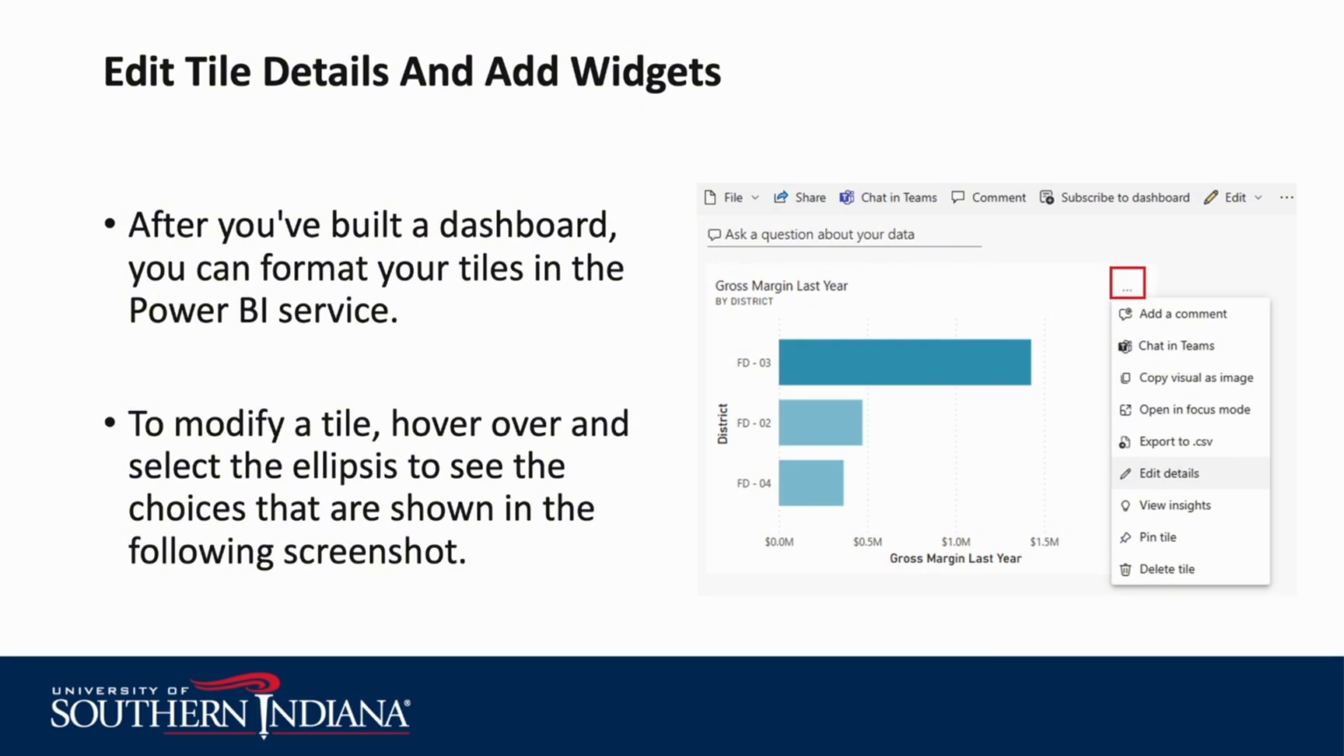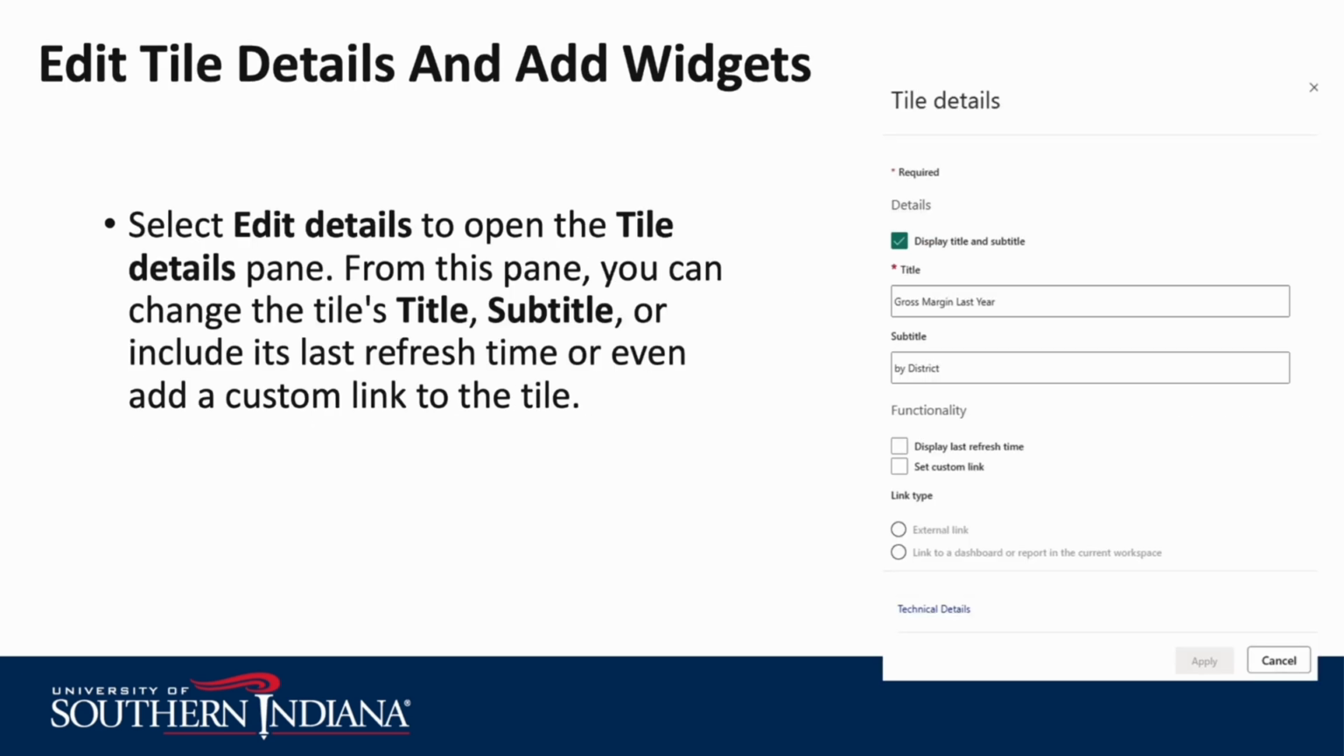After building your dashboard, you can format tiles in Power BI Service. Hover over a tile, click the ellipsis, and select Edit Details to open the Tile Details pane. You can modify the title, subtitle, refresh time, or add a custom link. The image shows the Tile Details pane and the editable fields.